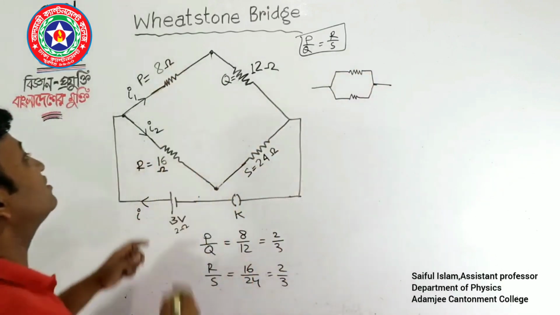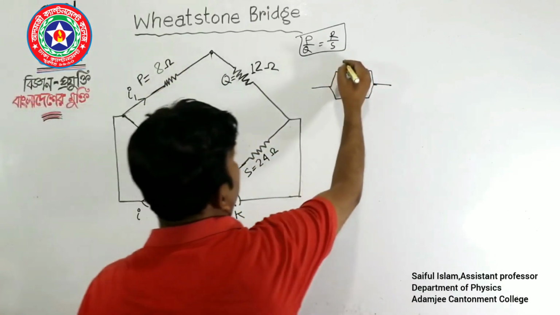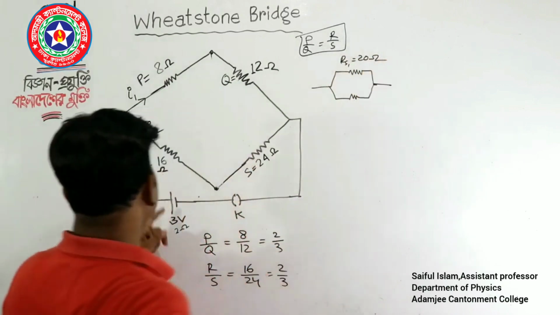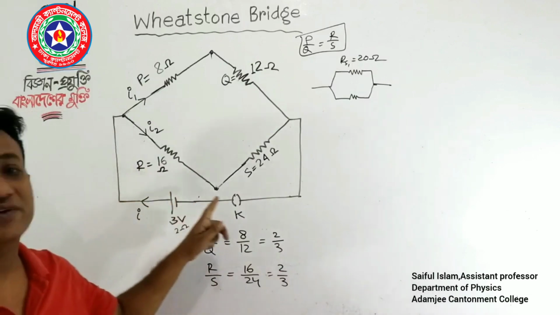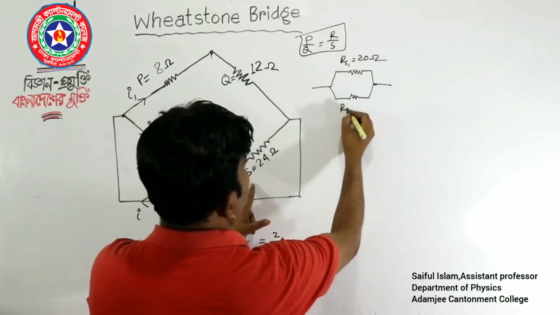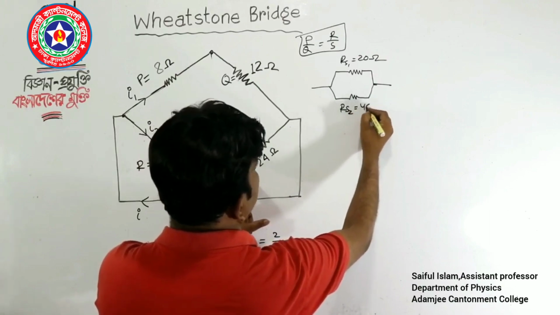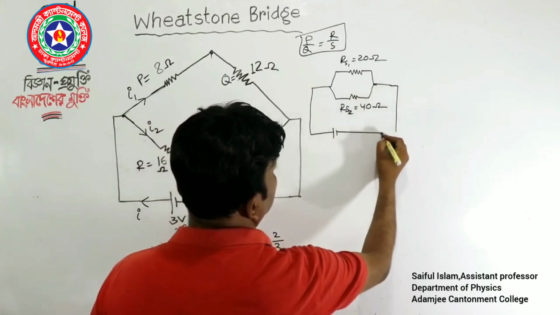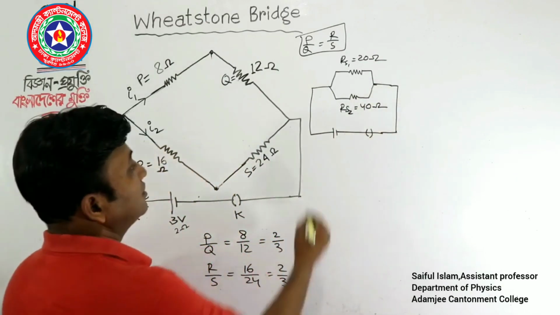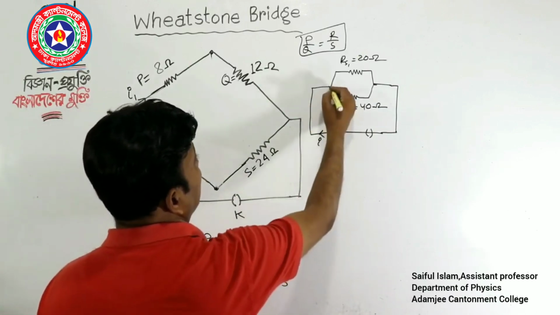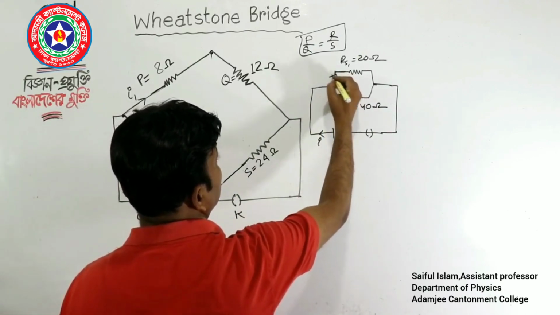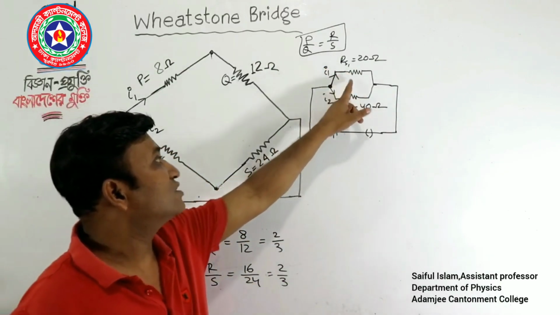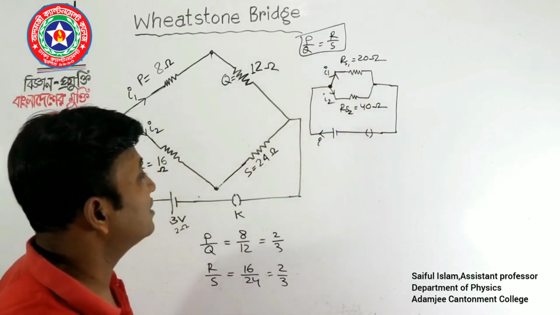Suppose the equivalent resistance of P and Q is RS1 equals 20 ohms, and the equivalent resistance of R and S is RS2 equals 40 ohms. Here the main current is I, and this current will divide into two paths, I1 and I2. Again, RS1 and RS2 are parallel to each other.